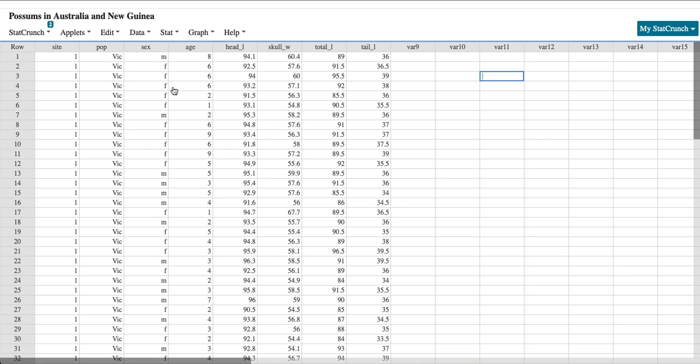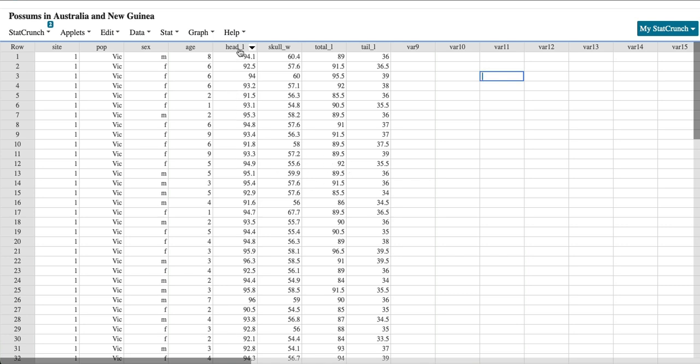This data set is one you're going to load for yourselves in class to reproduce what we're doing here. These are measurements of possums in Australia and New Guinea. The goal of the research was to find out if you could predict the total length of a possum by just measuring its head, because it's a lot easier to measure one thing on an animal and then predict other measurements that are probably a little harder to get. And the head is a little more manageable. So, they wanted to know if you could predict.